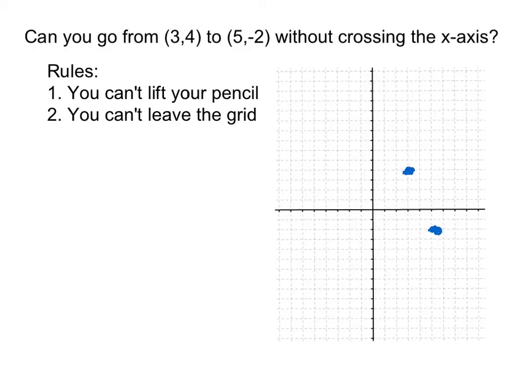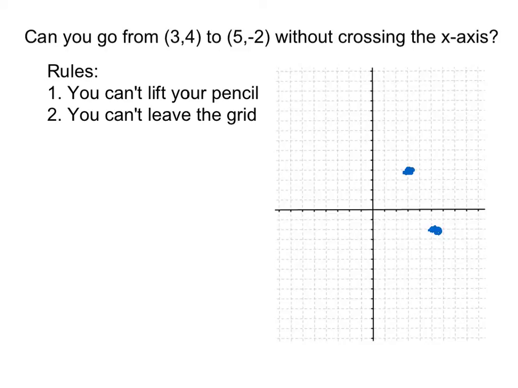If I give you this problem, can we go from the point (3, 4) to (5, -2) without crossing the x-axis? And the rules are you can't lift your pencil. In other words, you can't just say, oh, okay, we'll go here, and then now I'm magically on this side. You can't do that. And rule number 2 is you can't leave the grid. In other words, you can't just go around it like that.